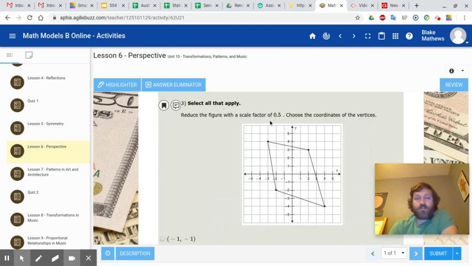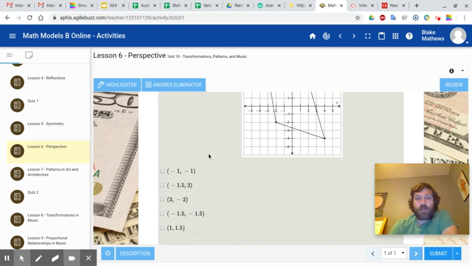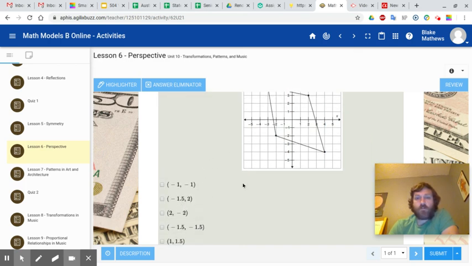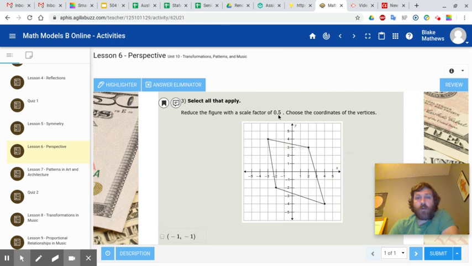More of the same. Now this is reduced by 0.5, so what it means is you're going to multiply by half. So multiply each coordinate by half. You see you end up with some decimals sometimes. Multiply the coordinates by 0.5.